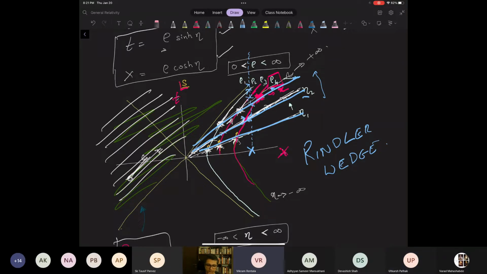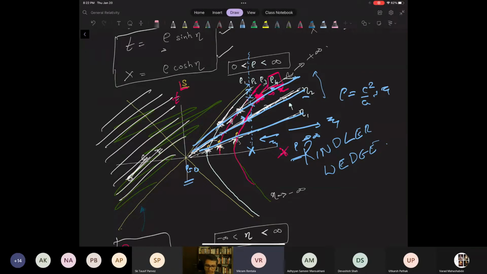So remember that rho is c squared by a plus xi. Larger xi is this way, smaller xi is this way. So this limiting hyperbola is rho equal to 0. The faraway hyperbola is rho equal to infinity. So as you're going upwards, you're crossing all these hyperbolas. So you're going from a larger rho to a smaller rho.